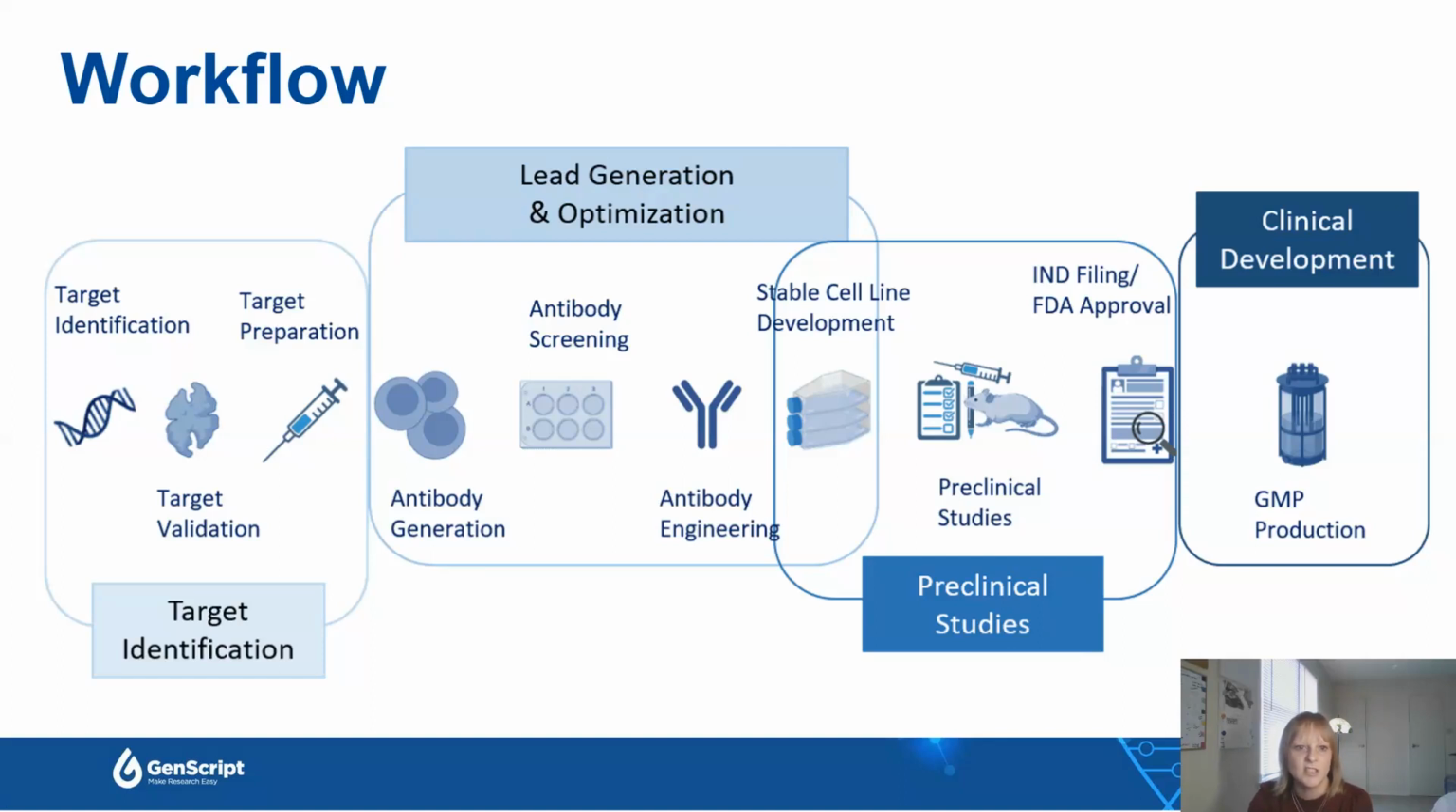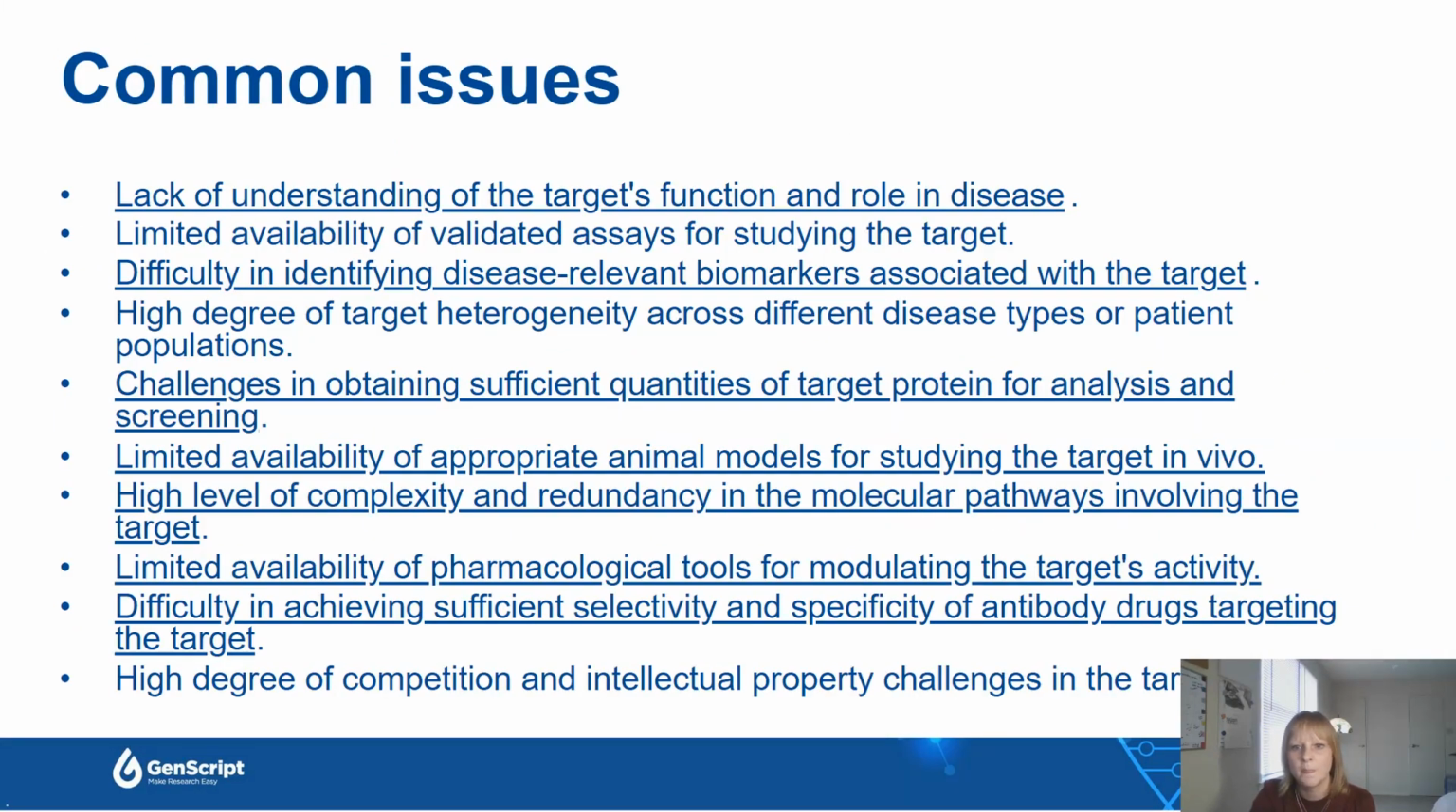Here, I've created an illustration of the overview of the development broken down into these 4 stages. And in the next slide, we'll discuss some of the listed development issues that researchers may encounter. So I've highlighted some of these as barriers where GenScript can help provide a solution, notably achieving sufficient quantities of the target protein and achieving sufficient selectivity and specificity of antibody drugs. In these next few slides, we'll go through the workflow stages independently, and then we'll discuss solutions that will help make your discovery and development more efficient.